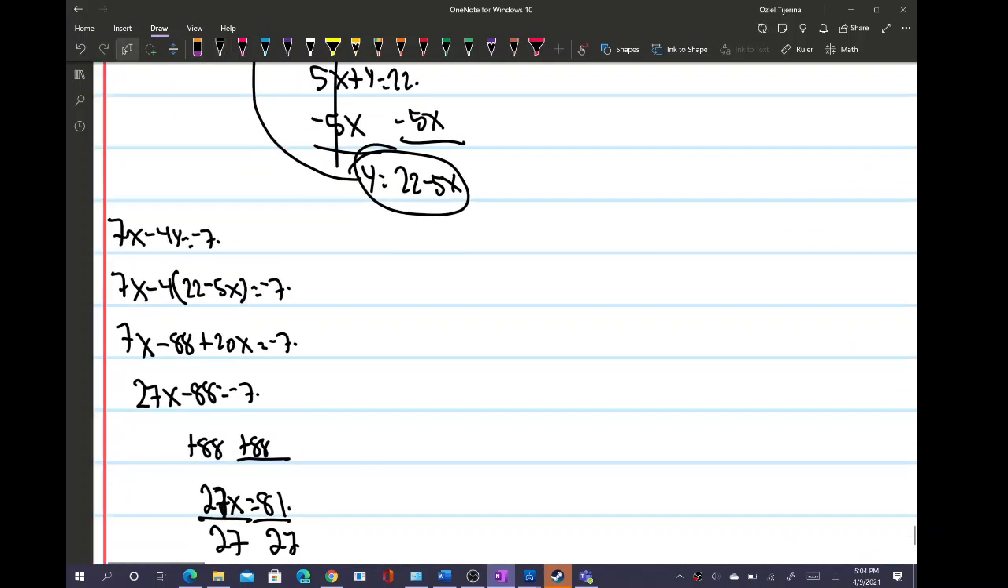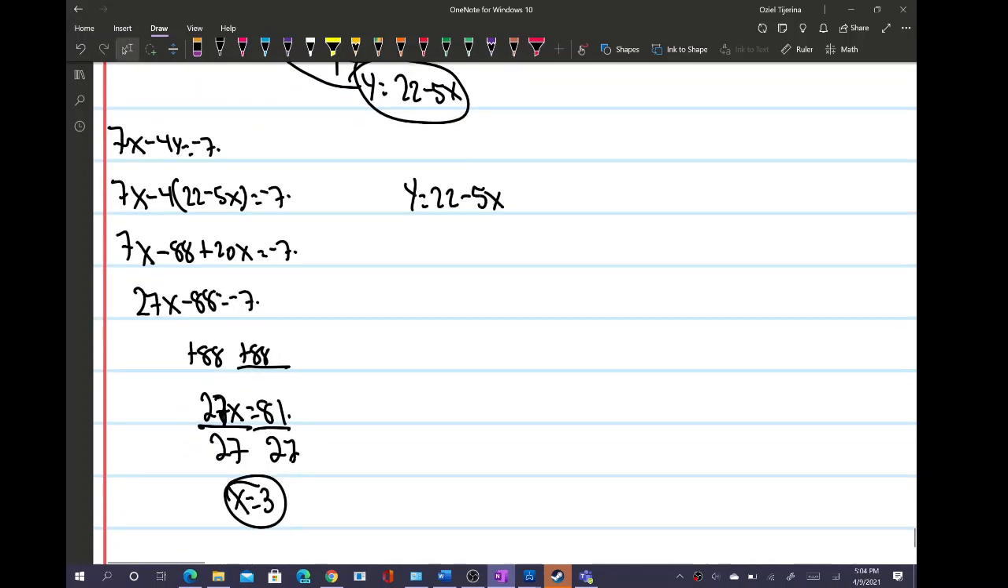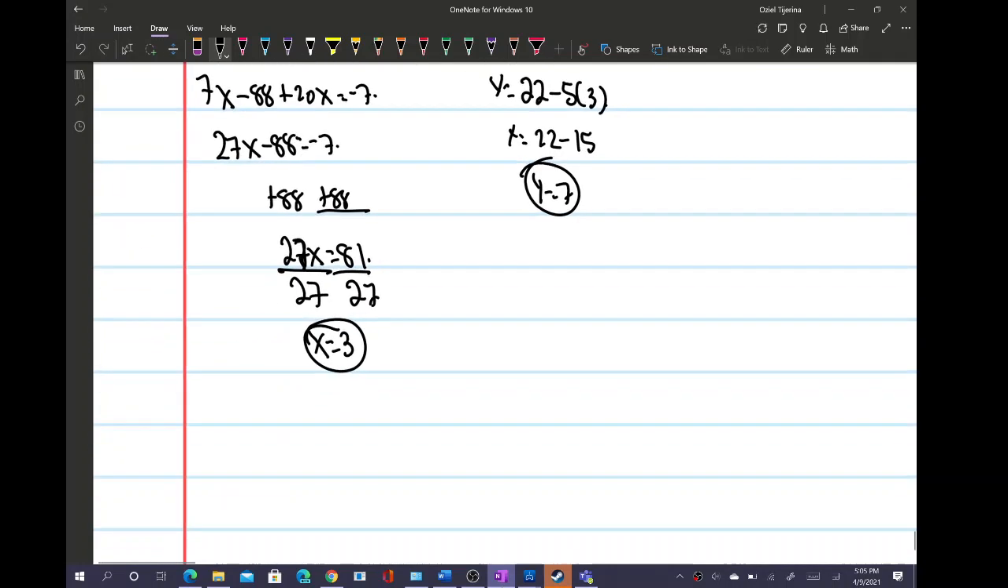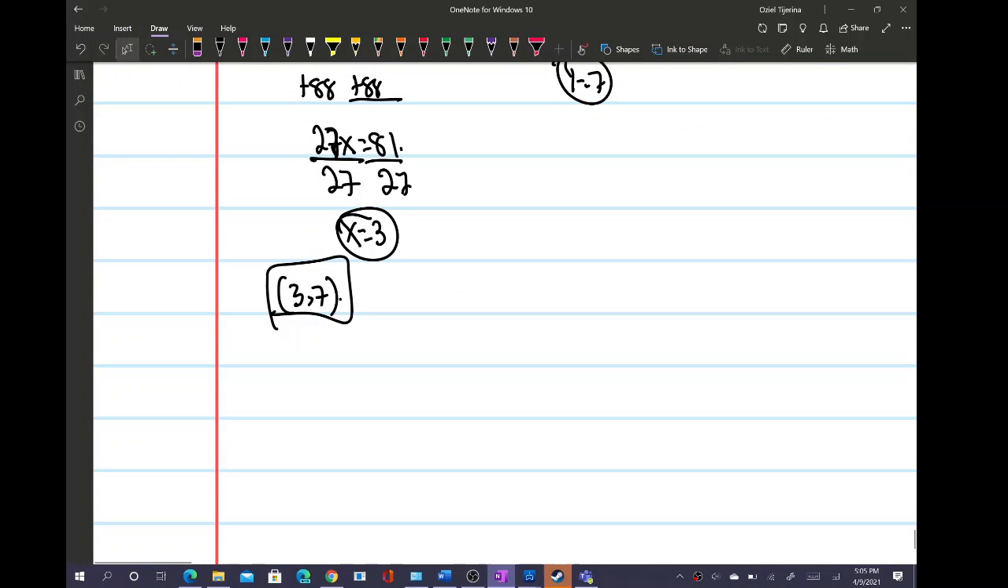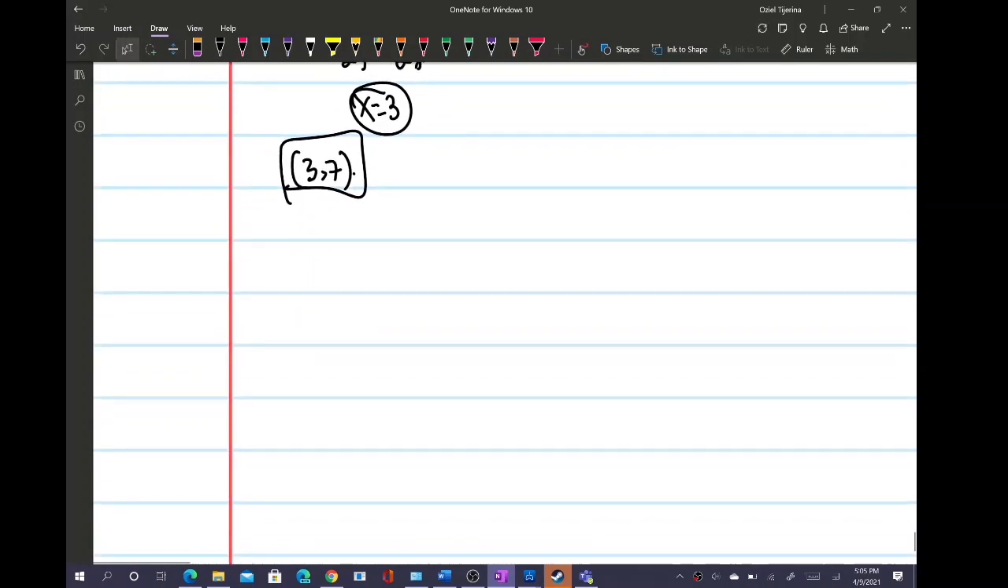So now you go ahead and look at your other equation. You have y equals 22 minus 5x, and you have x equals 3. So you're going to say y equals 22 minus 5 times 3. So then it's going to be y equals 22 minus 15. And then you subtract that out, and you get that y equals 7. So in reality, your solution would be a coordinate. It would be 3, 7. That is by substitution. So we're going to do another one by substitution.